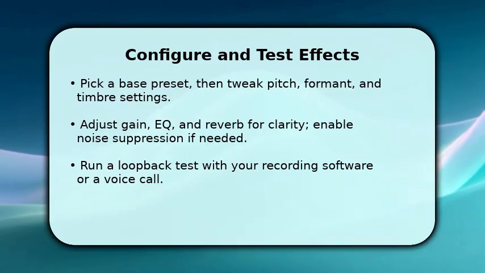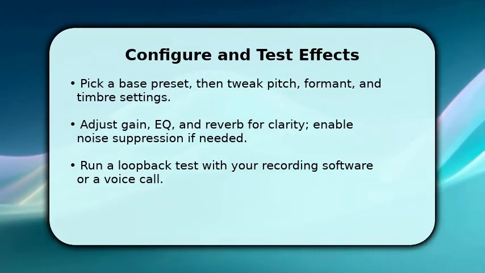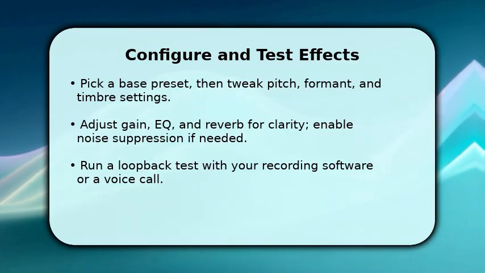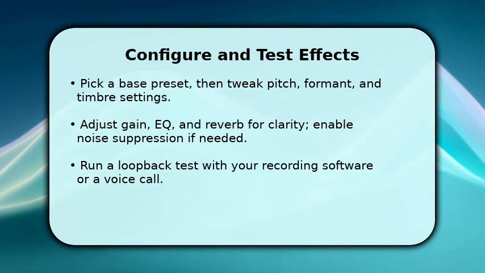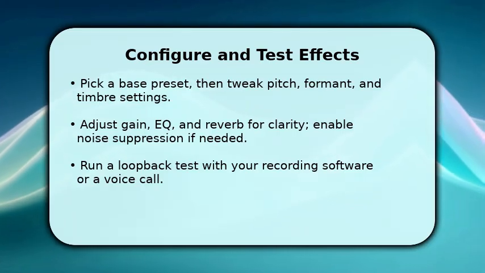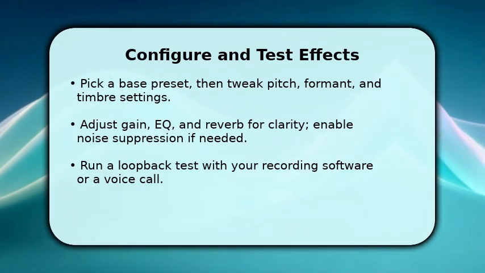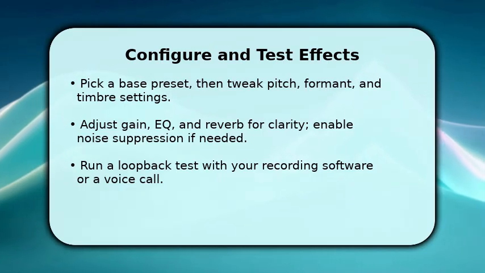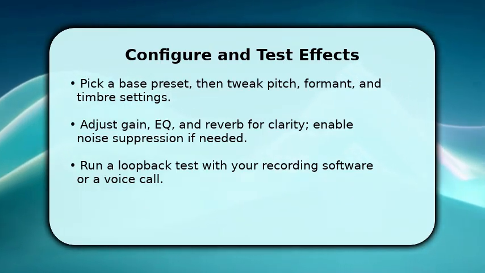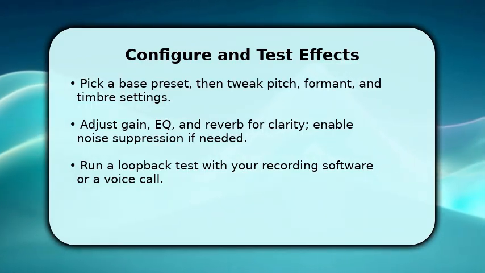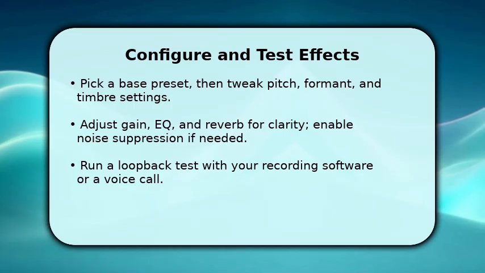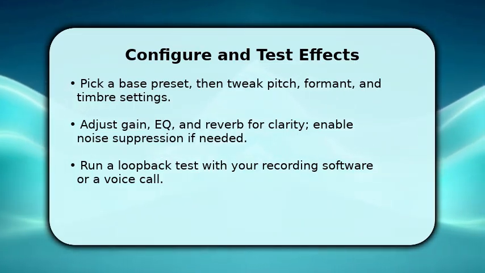You now pick a base preset that matches your target voice, then tweak pitch, formant, and timbre to shape tone and gender cues. These parameters control how natural it sounds. Once done, adjust gain, EQ, and a touch of reverb for presence, and turn on noise suppression for noisy environments. Next, run a loopback test into recording software or a private call so you can hear compression and artifacts. If it sounds off, reduce extreme pitch shifts and rebalance EQ until clean and believable.